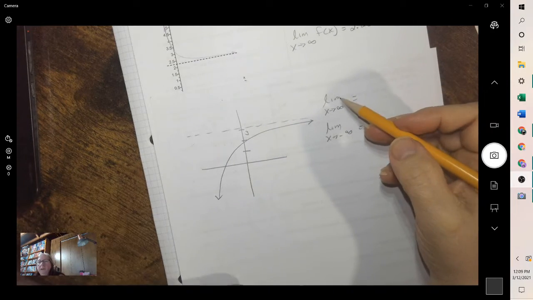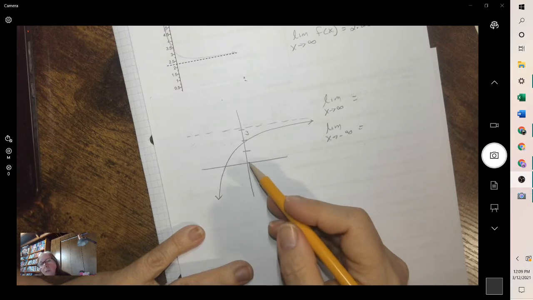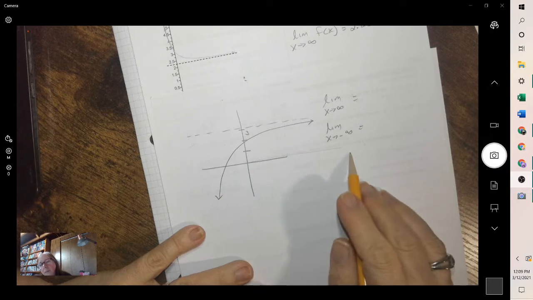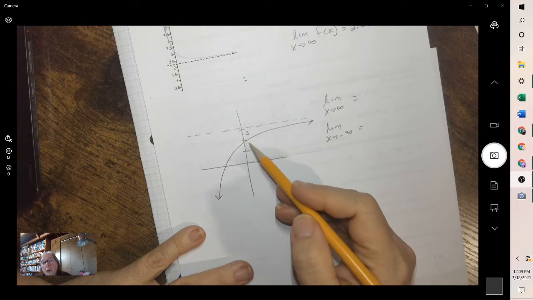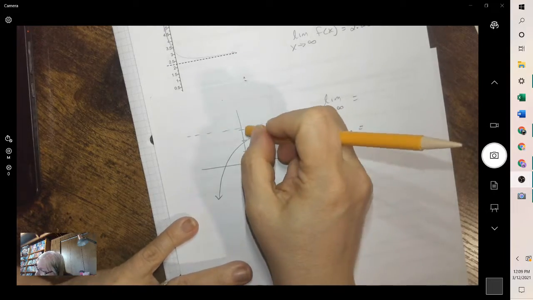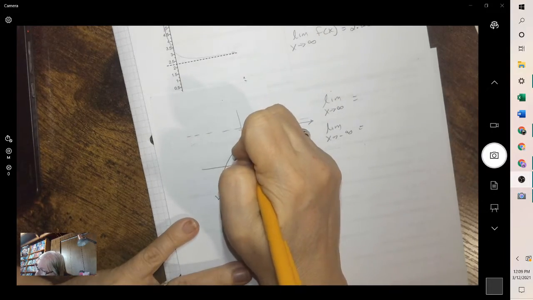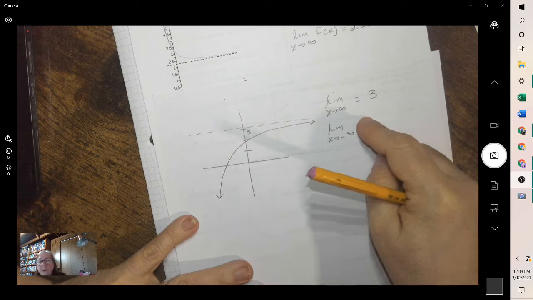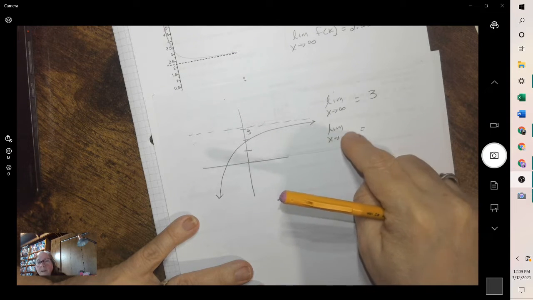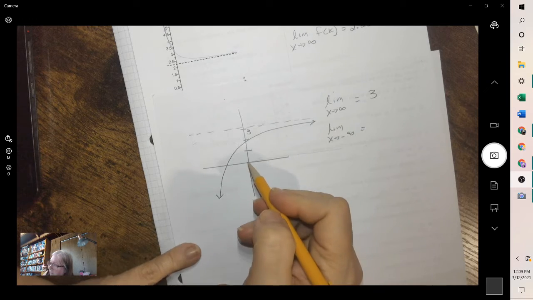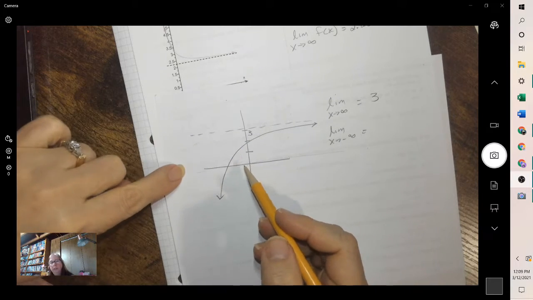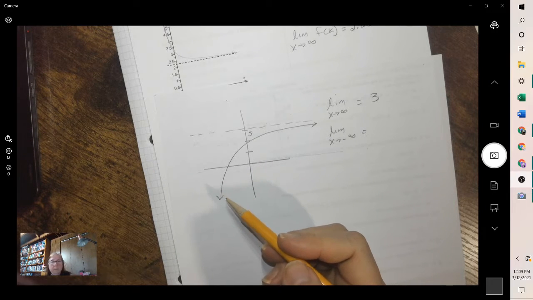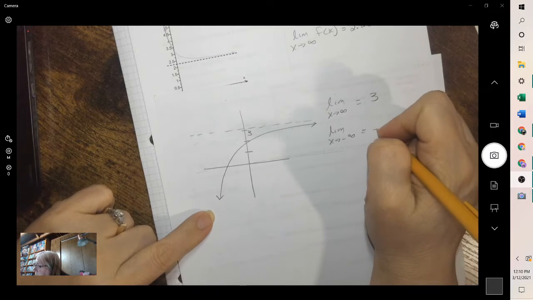Okay, so if we look at the limit as x approaches infinity, we're going this way because x is getting positively large, and as x gets positively large, y is approaching 3. Because it's getting close to, but it will not cross the horizontal asymptote. If we look at the limit as x approaches negative infinity, that means x is getting negatively large. We're going this way. Y is going down. Since it's going down, it would be negative infinity.